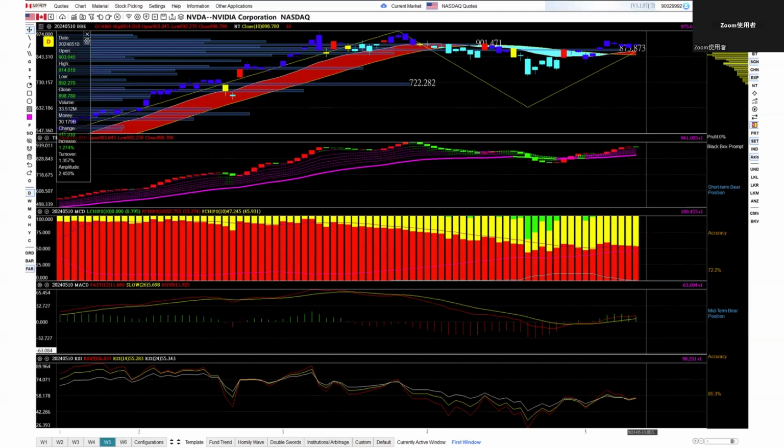For example, from the chart of Nvidia in panel 1, you will find the number 901.471. Can you find this price? Okay, so to me, this can act as a resistance level. Okay, and the second bar, that is 875.873. So this to me can be the support level.